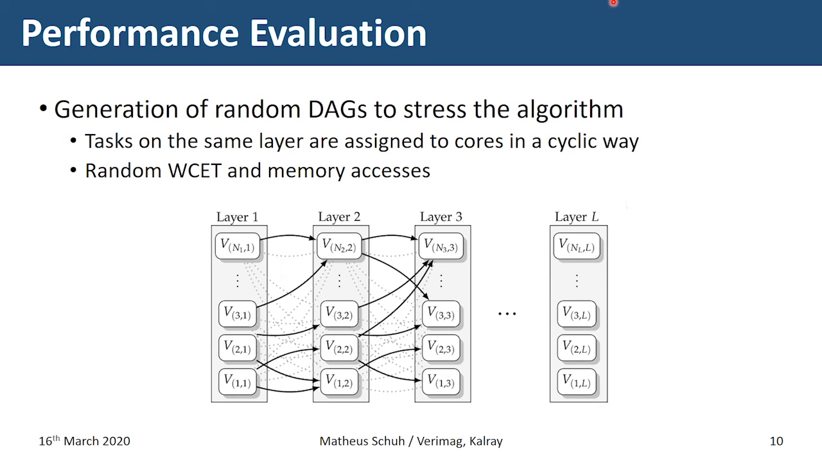So we have our improved algorithm with a good theoretical complexity. Now, how does it perform in practice? To measure this, we've evaluated our algorithm with randomly generated task sets that try to stress the algorithm as much as possible, with also random DAG VCTs and a random number of memory accesses.